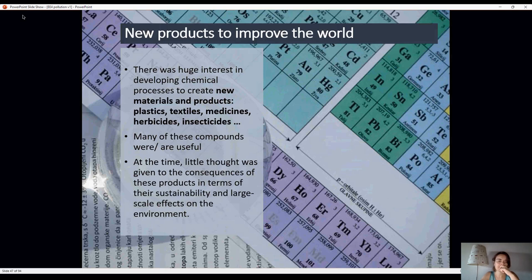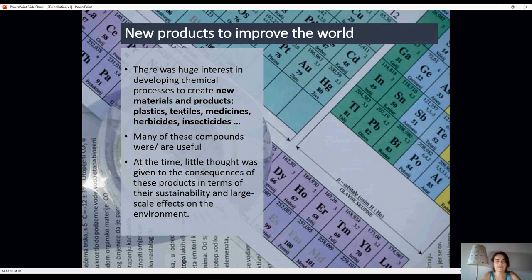A huge desire for new products, new materials, plastics, textiles, medicines, herbicides, insecticides. So just to take the simple example of the medicines, most of the medicines, if not all of the medicines that we use today, were discovered after the Second World War, starting with the development of penicillin as an antibiotic, but most of the others have been discovered in the years since then.